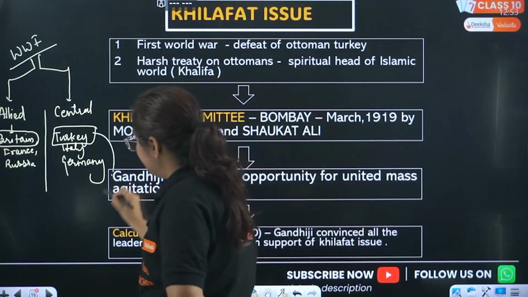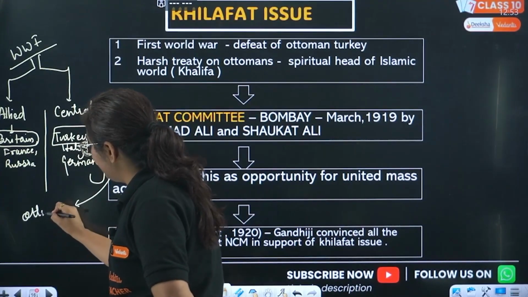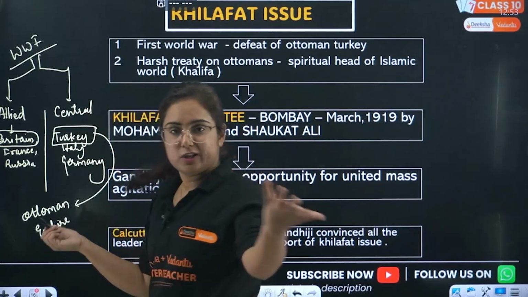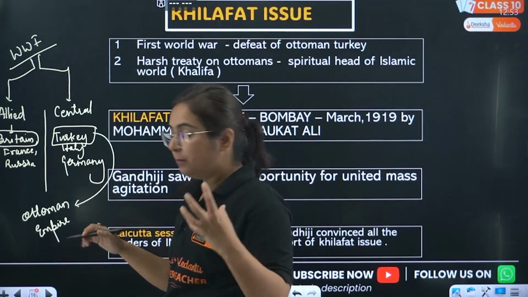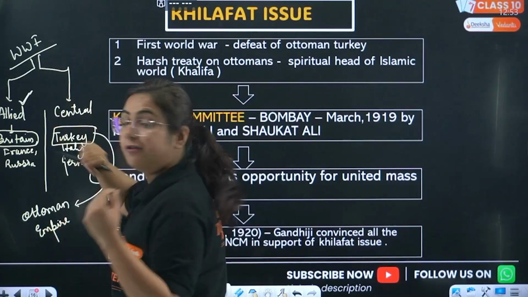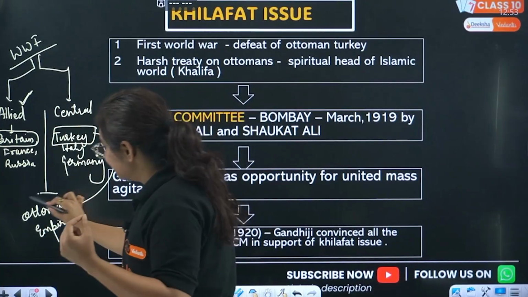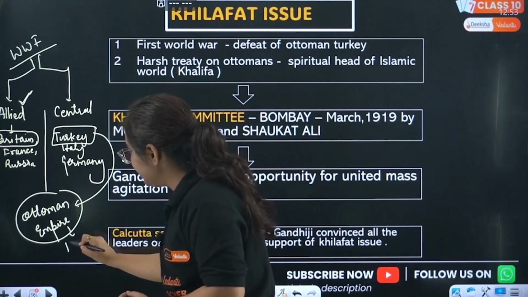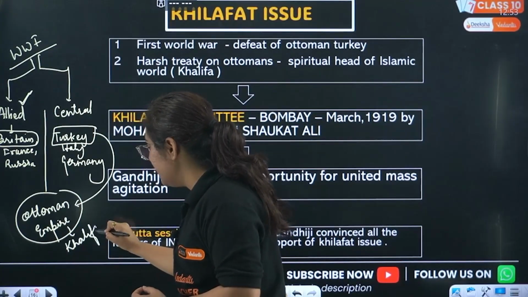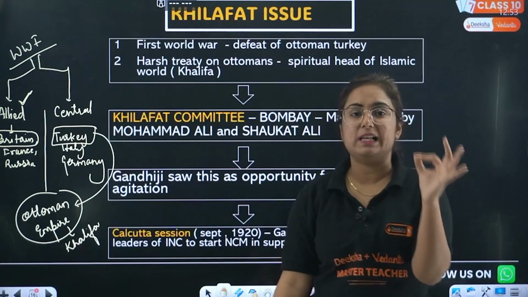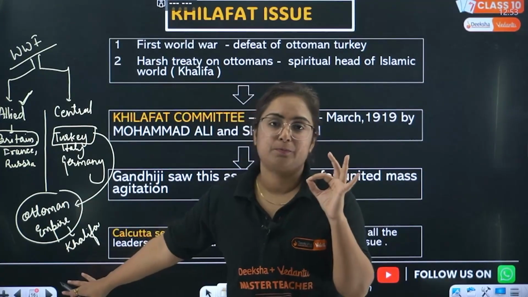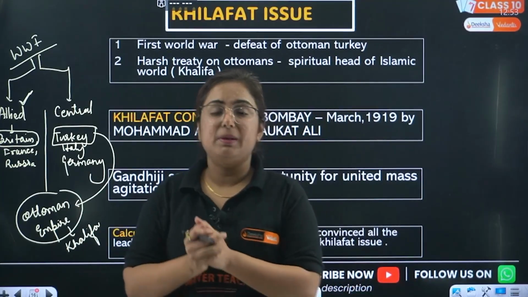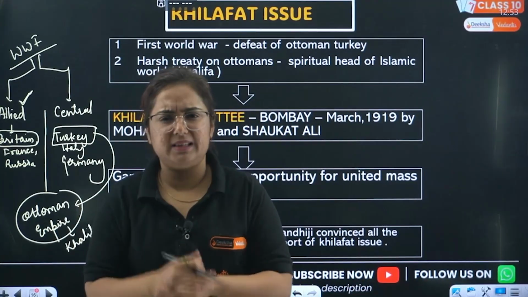Beta, we are aware that Turkey was part of the Ottoman Empire. Turkey was part of what? The Ottoman Empire. In the Balkan region you study, Turkey is part of the Balkan region too. So when the Allied powers won the First World War, the power of the Ottoman Empire was taken away. In this Ottoman Empire, there was a leader known as Khalifa. Khalifa is basically the spiritual head of the Muslim community. He was the spiritual head of the Muslim community, and we know there were a lot of people in India who followed Islam at that time also.